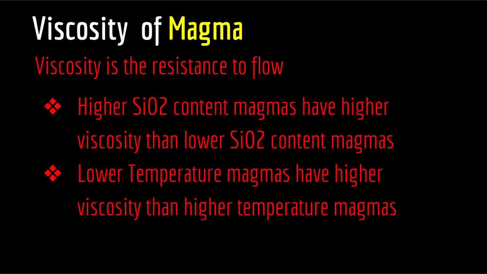Also, lower temperature magmas have higher viscosity than higher temperature magmas, and this is very, very intuitive. Imagine having a cake mix, and the cake mix is not very hot. If you try to pour the cake mix, it will not flow fast. But if the cake mix is very, very hot, it will flow fast. So lower temperature magmas have higher viscosity, and higher temperature magmas have lower viscosities.